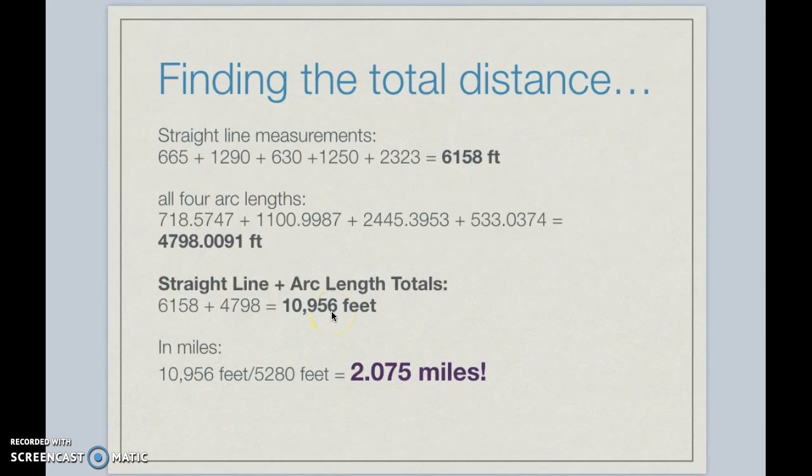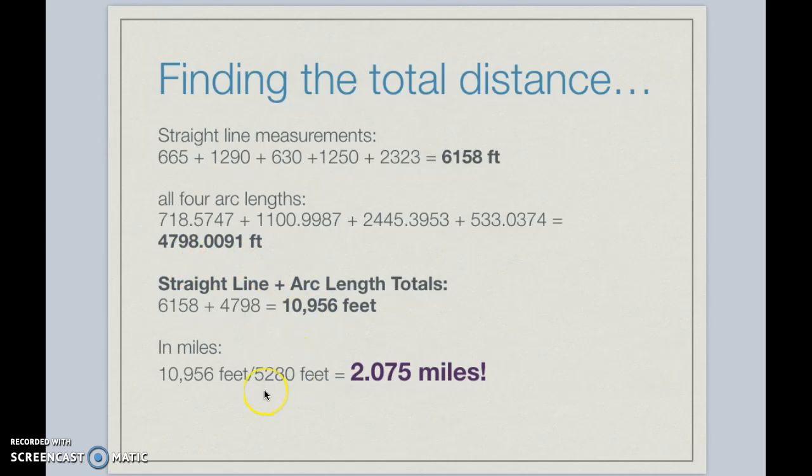So then to find the total distance of my summer path in Egypt, I took all the straight line measurements that we found in one of the earlier slides. I got a total approximation of 6,158 feet. And then I went back, I took all 4 arc lengths, I added them together. It gave me a sum of about 4,798 feet. So then I took the straight line measurement totals and all 4 arc length totals, and it gave me an approximate length of 10,956 feet.